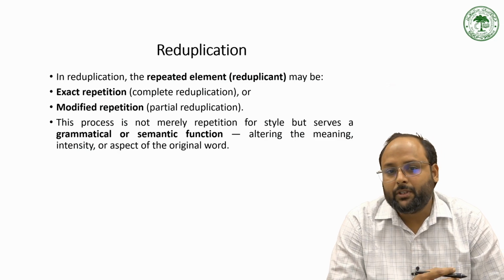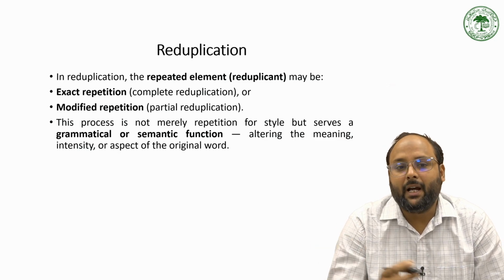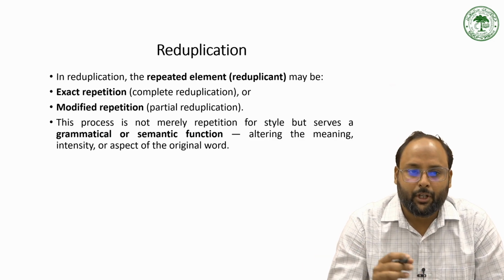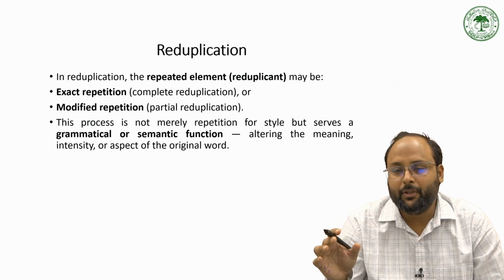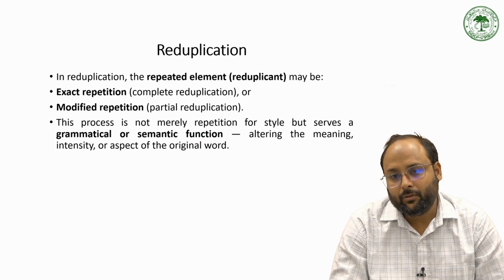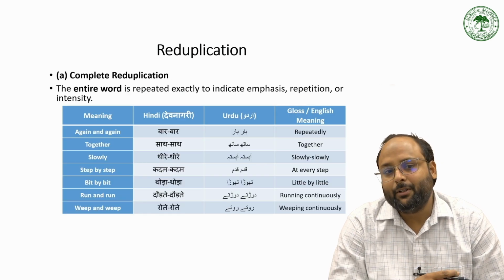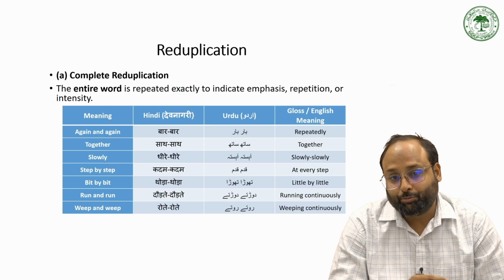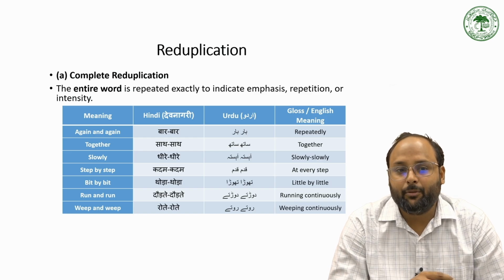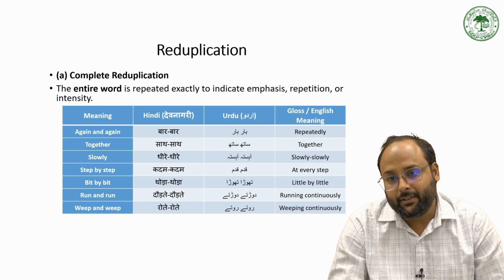So this process merely serves as a style, and it gives some semantic and grammatical meaning or function also, that we have already told you. It means by reduplication you can modify the meaning and the grammatical function also. So now we have examples for complete reduplication. Like बार बार, साथ साथ, धीरे धीरे, कदम कदम, थोड़ा थोड़ा, दौड़ते दौड़ते, रोते रोते. These are examples of complete reduplication. They indicate the emphasis, repetition and intensity in the words.